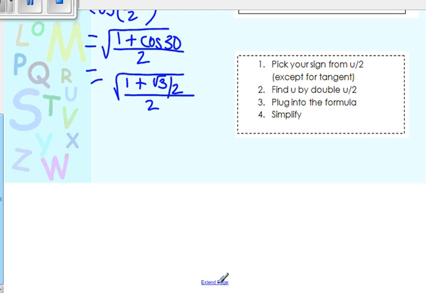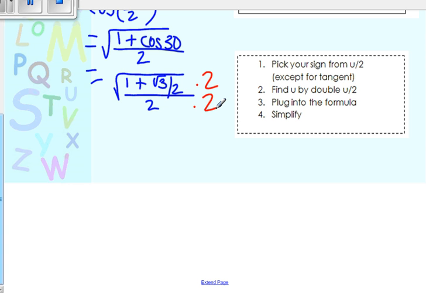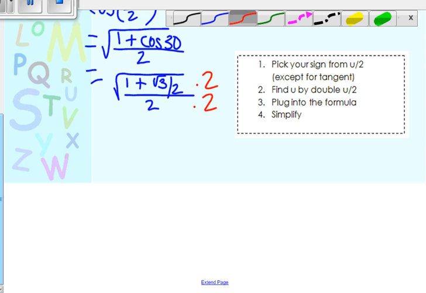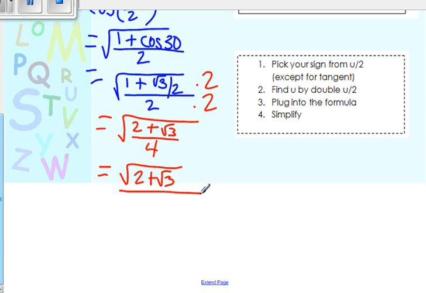Okay, over 2. Again, multiply top and bottom by 2. So get rid of that fraction. And we're going to get the square root of 2 plus the square root of 3 over 2. Oh, sorry, over 4, because we multiply 2 by 2. And then take the square root of the top. Just leave it looking like its ugly self there. And the square root of the bottom. And there is our final answer.